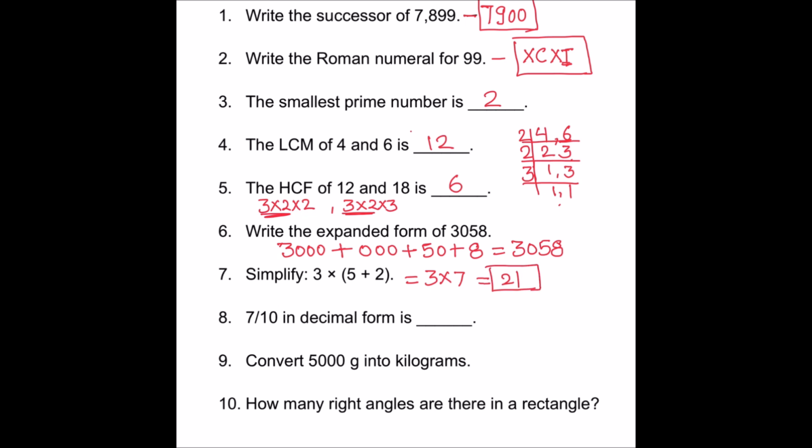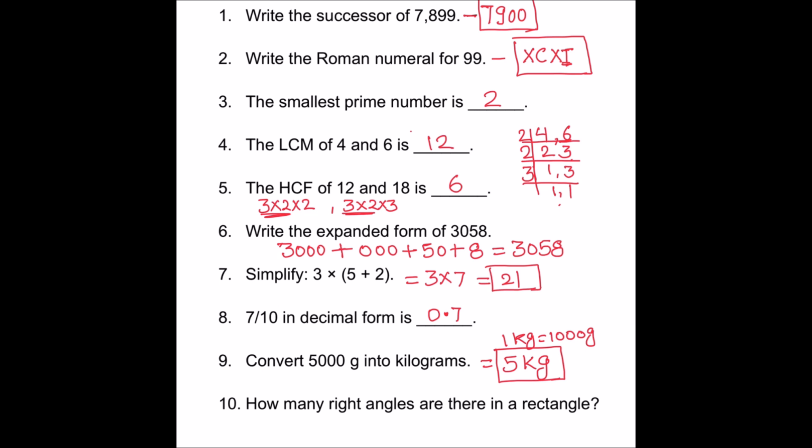Number 8 is 7 upon 10 in decimal form. It will be 0.7. Next, convert 5000 gram into kilogram. So 5000 gram will be, as 1 kilogram is 1000 grams, so 5000 grams will be 5 kilogram. That's our final answer.